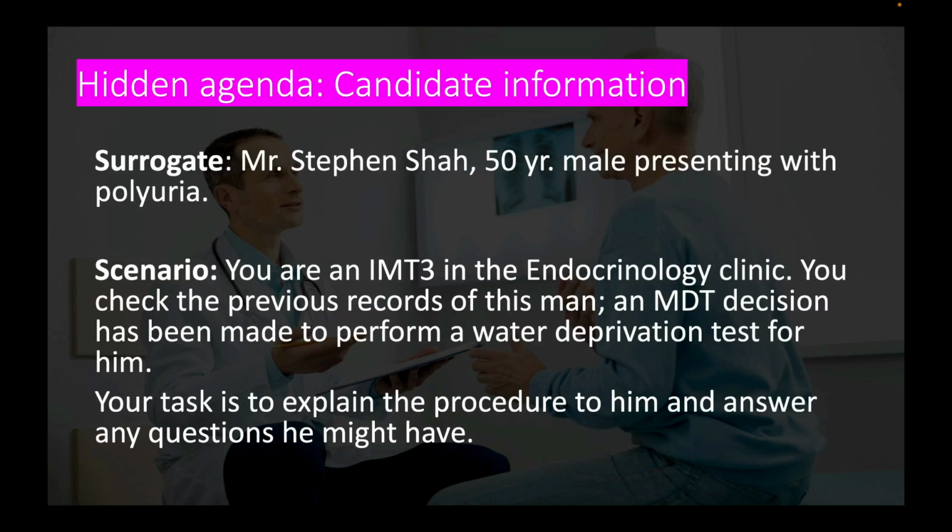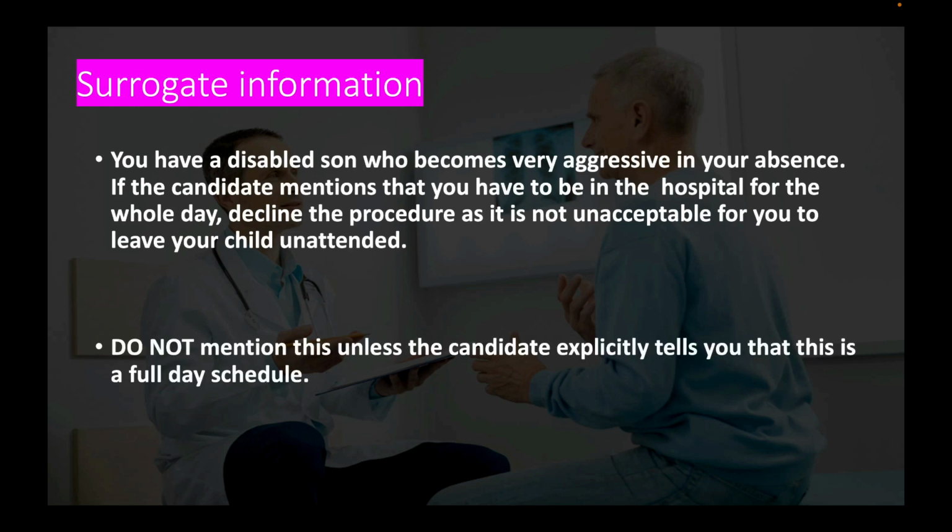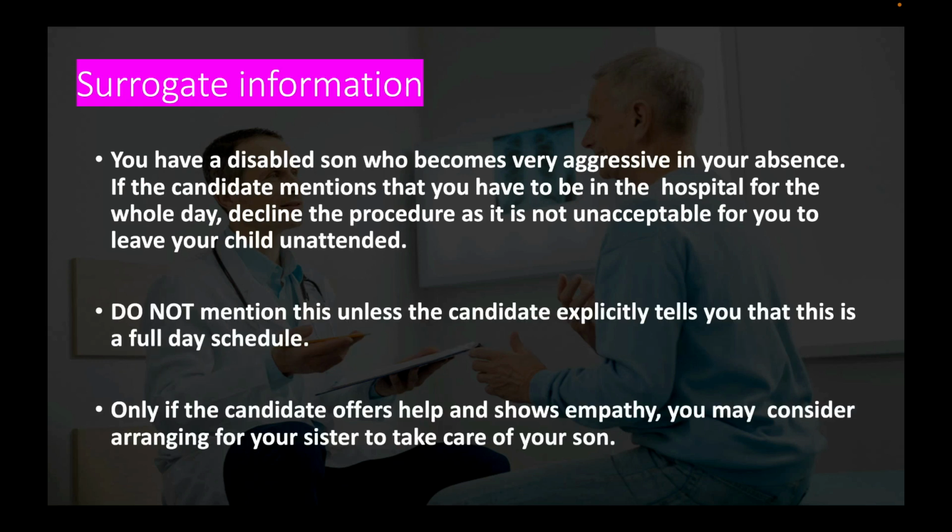Here, the candidate is asked to take consent for a water deprivation test from a 50-year-old male. This is fairly simple, right? But if you look at the surrogate information sheet, you would see that there is a twist in the tale. That is, he will not agree to stay for a day-long procedure because of personal commitments. He will divulge this information only if it is explained to him that this procedure will take a whole day to complete. So see, if you have just discussed the pros and cons of the test, you would miss the key bit here and hence be marked as unsatisfactory.